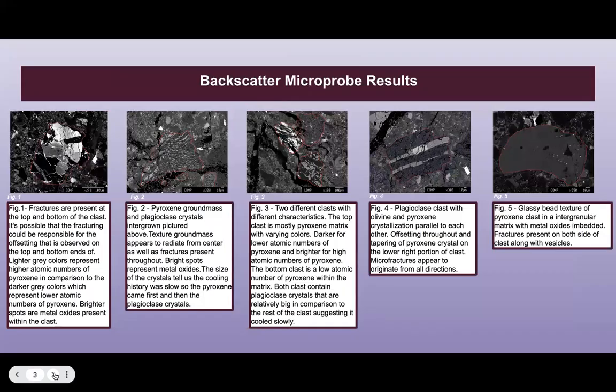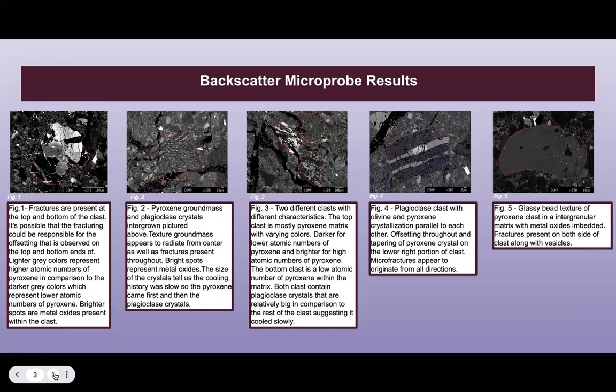Now I'm going to be discussing the backscatter microprobe results. Each of these images is of a different clast that was selected from the NWA 11788 sample. If we look at figure 1 to the left, we see fractures present on top and bottom of the observed clast. The fractures could be what is responsible for the offsetting that we see on the bottom portion. The lighter gray versus the darker gray represents the atomic number. The lighter gray would represent a higher atomic number, and the darker would be lower. And those super bright spots around to the left and the top are just metal oxides.